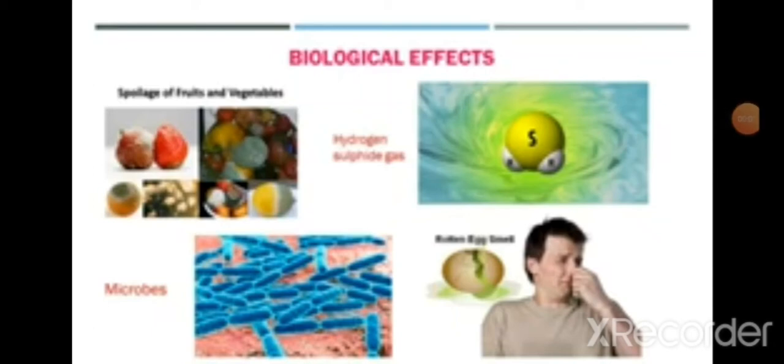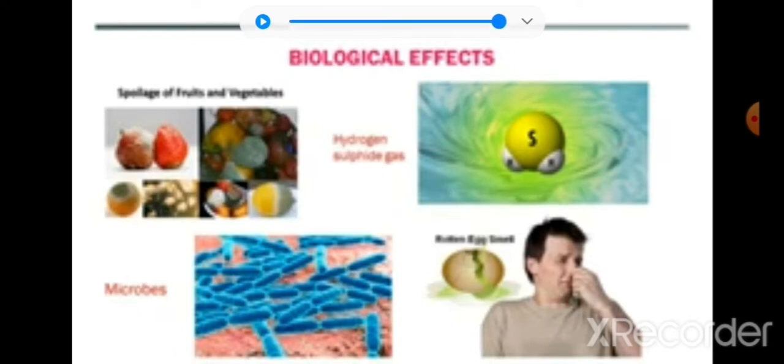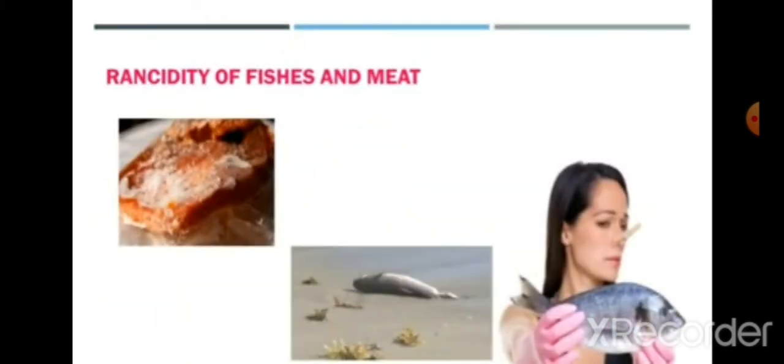Taste and odor, deterioration, and loss of nutrients. Example, rotten eggs develop a bad smell due to formation of hydrogen sulfide gas, and vegetables and fruits decay due to microbes. Rancidity of fishes and meat.